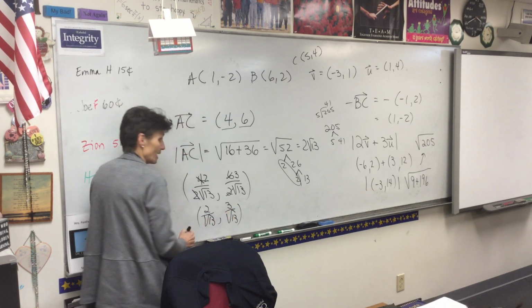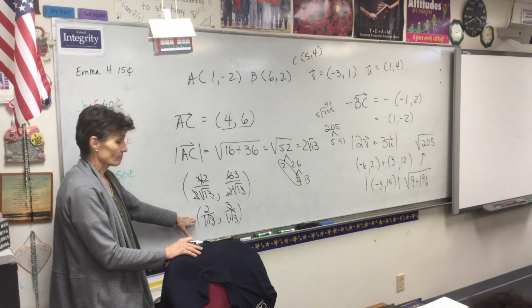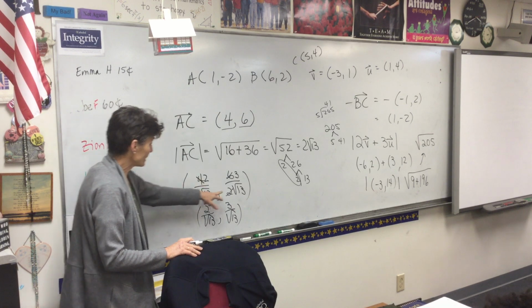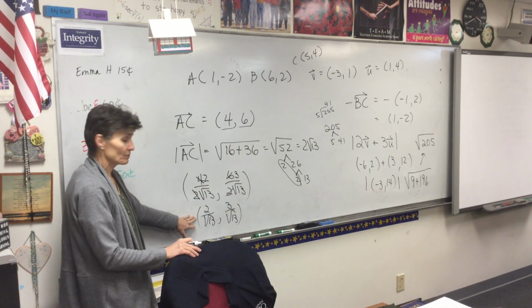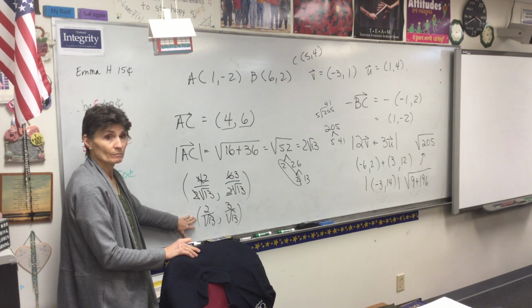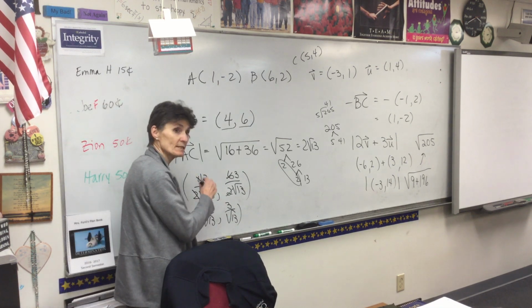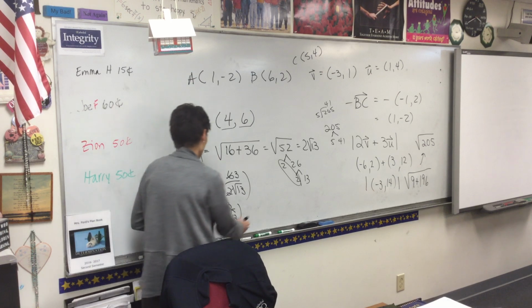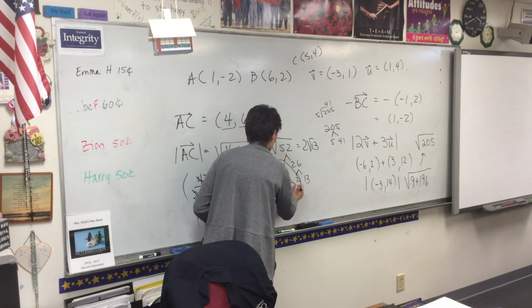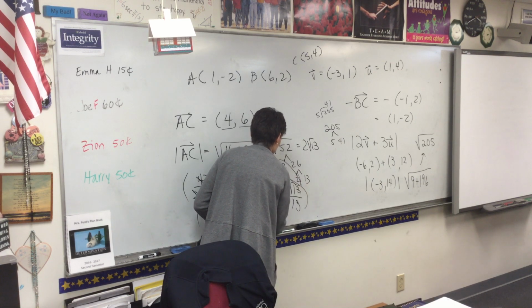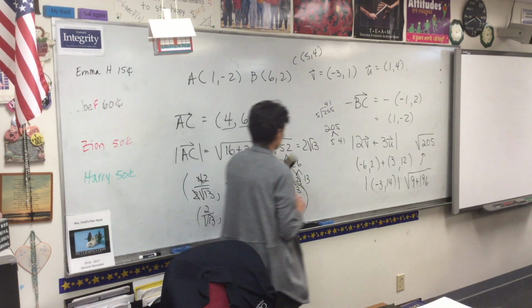Now I'm still not done. Everybody see what I did? Cancel those extra numbers. Now what do I have to do? I gotta move the root 13 to the top and make a plain 13 in the bottom. So it's gonna be 2 root 13 over 13 and 3 root 13 over 13. And that will be my final answer.